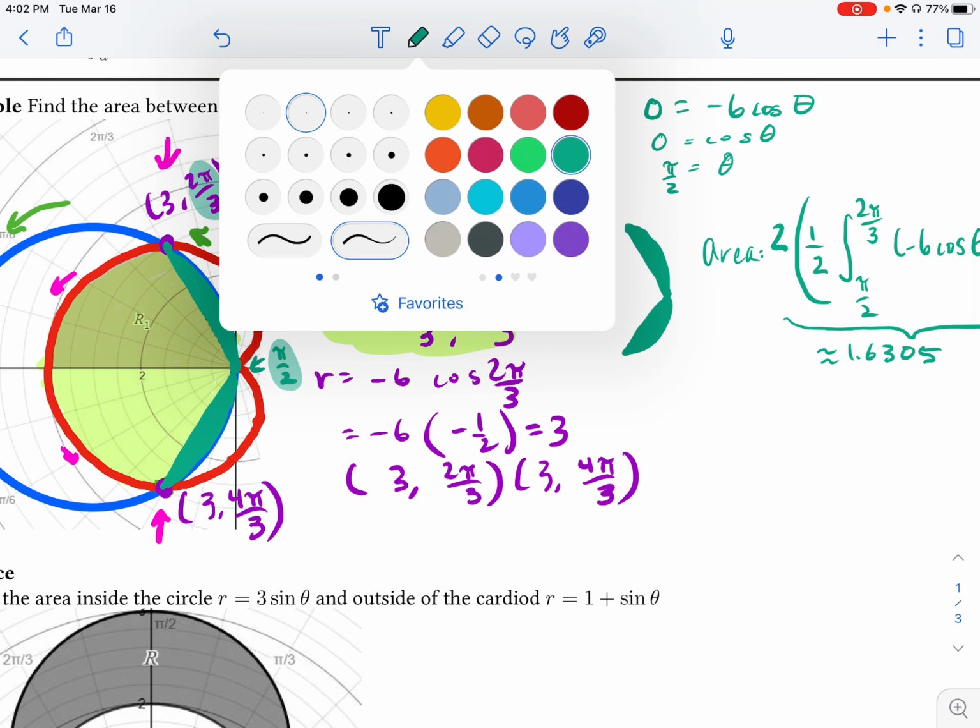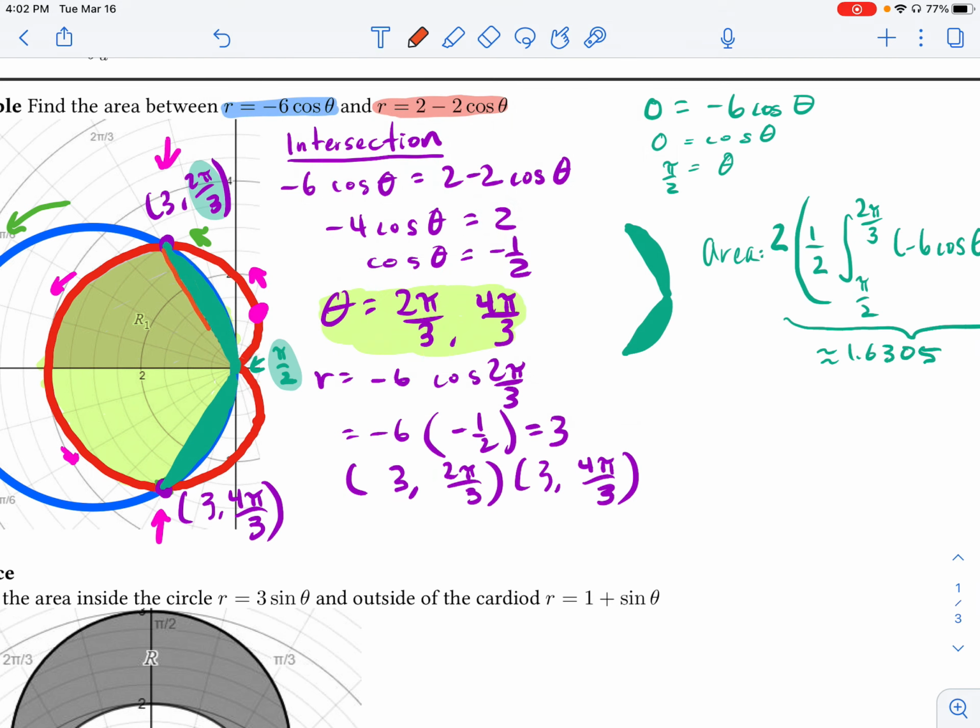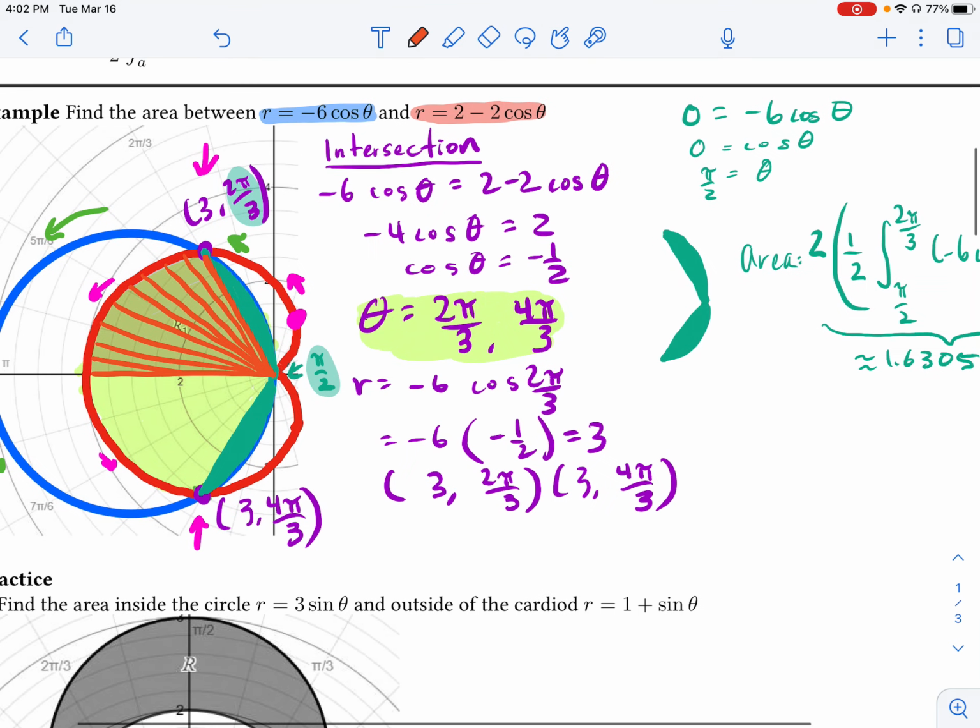Okay. Now, what else is left over? What I also want to find now is this region here. So I want to start integrating now from there until I get to, and I'm just going to draw these over-exaggerated sectors here, all the way until I get to this. Okay. Now, notice I am integrating along my cardioid. I'm now integrating along my second polar function, my cardioid.